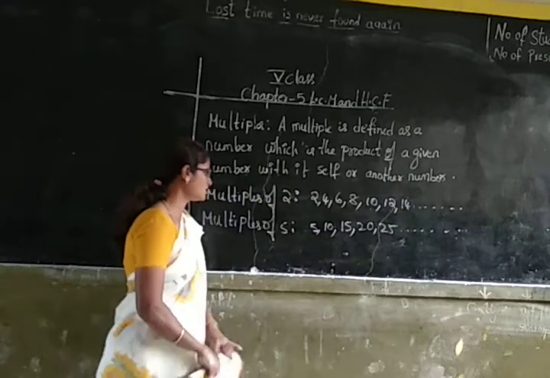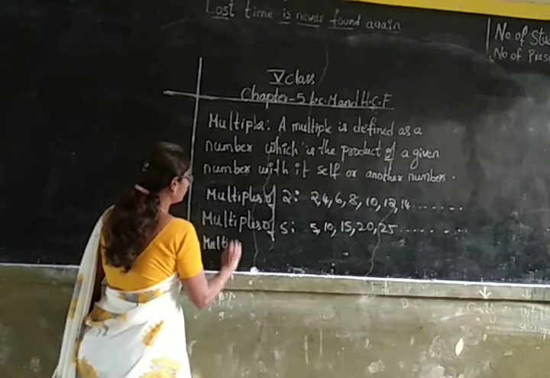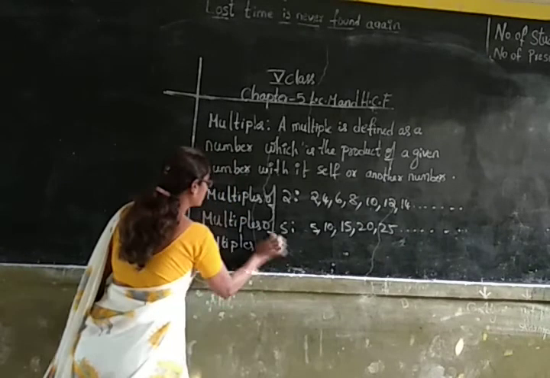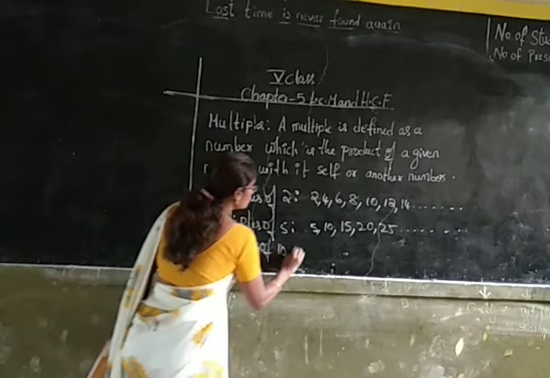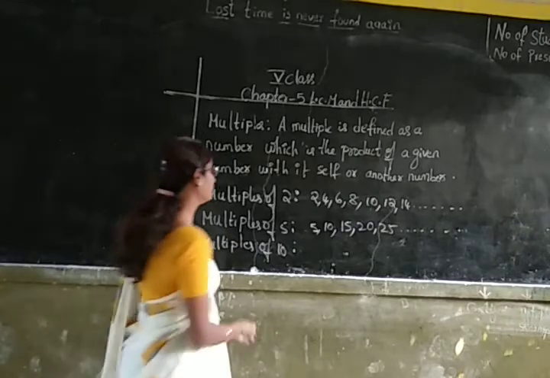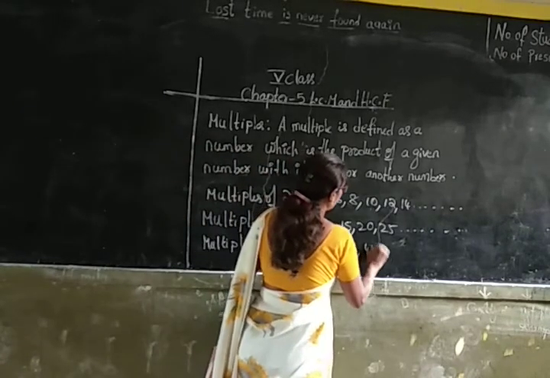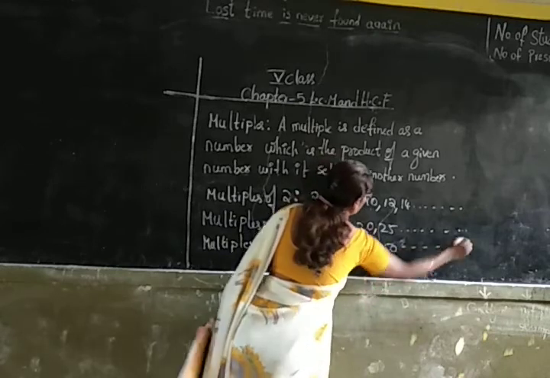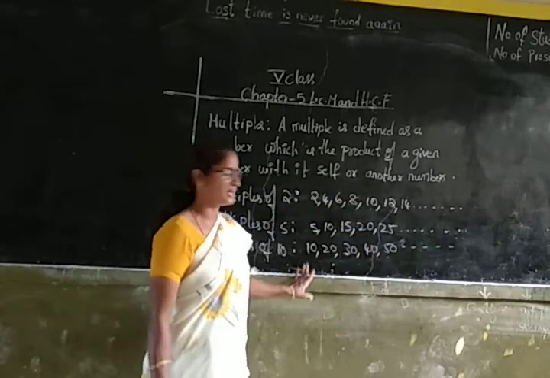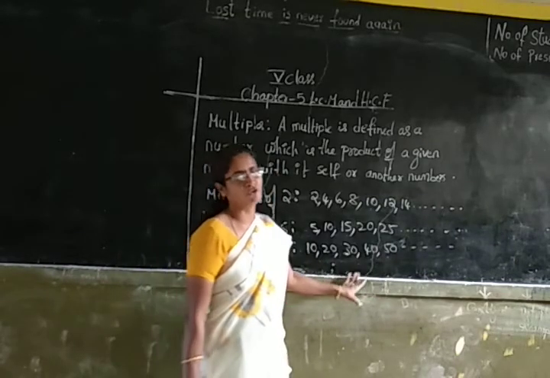Okay, children? So let us write down the multiples of 10. If you know the 10 table, then you are able to write the multiples of 10. So 10, 20, 30, 40 and 50, etc. All these are multiples of 10 and these are products got by multiplying 10 with 1, 2, 3, 4, 5, etc.